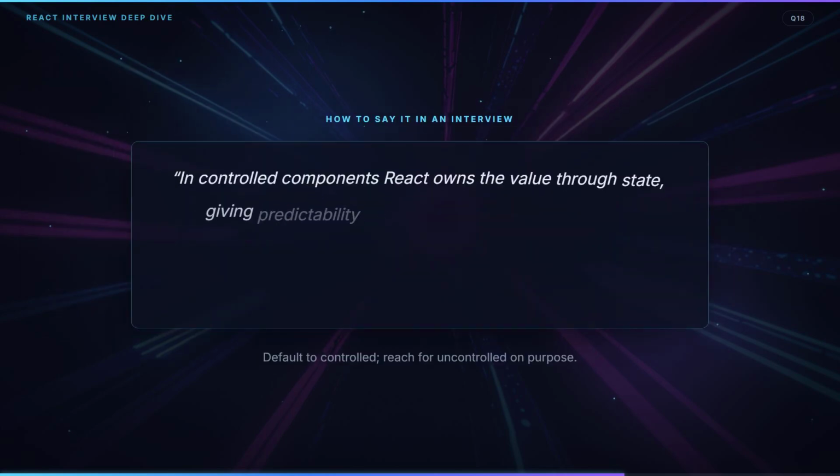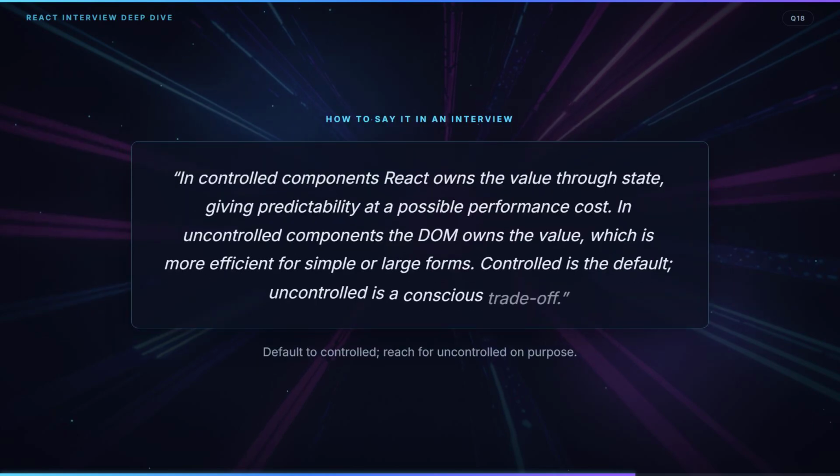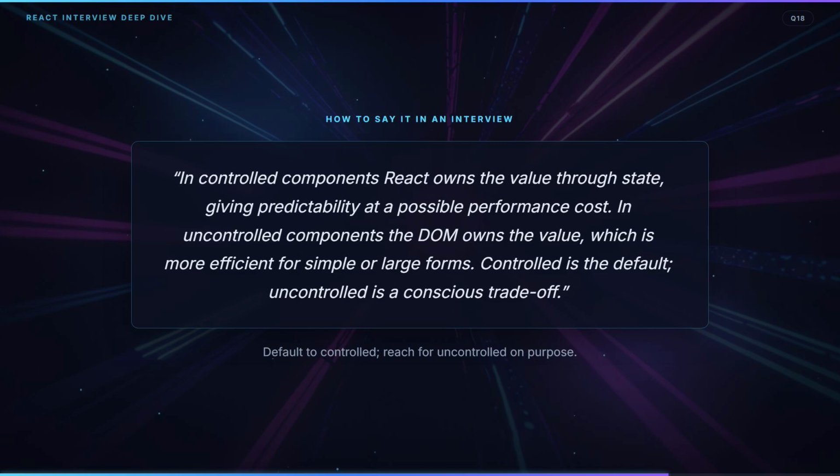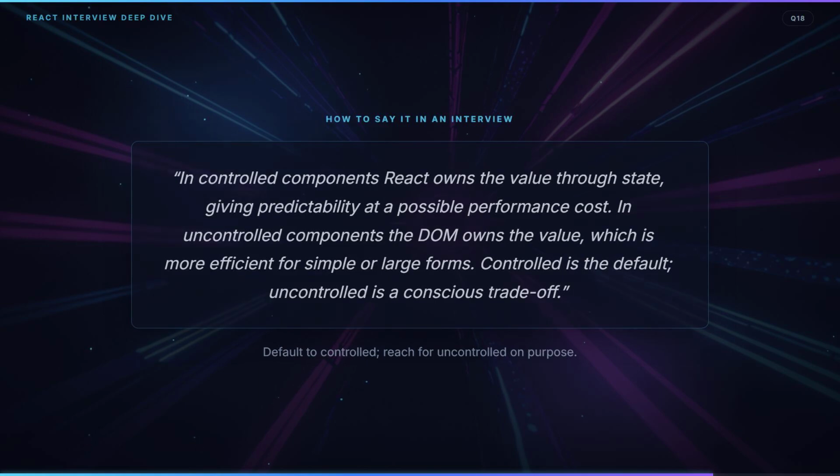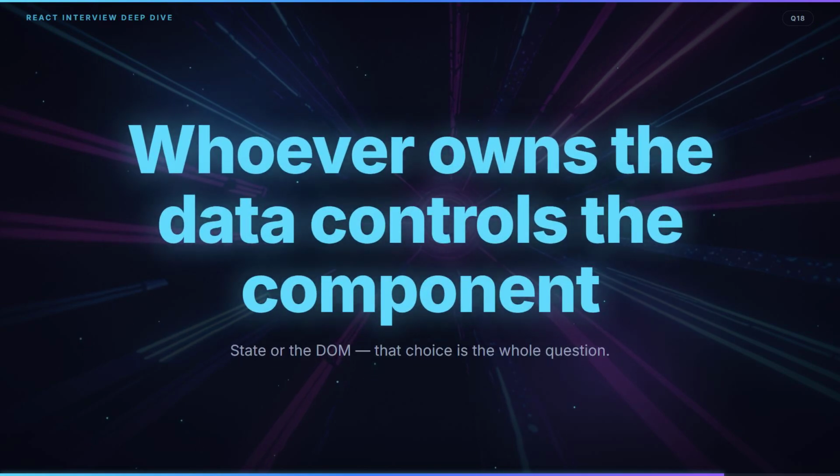Here is the interview-ready answer. In controlled components, React owns the value through state, giving predictability at a possible performance cost. In uncontrolled components, the DOM owns the value, which is more efficient for simple or large forms. Controlled is the default, uncontrolled is a conscious trade-off. And the mental model to keep: whoever owns the data controls the component.